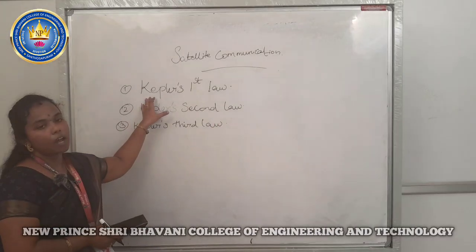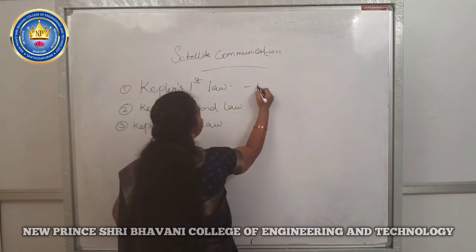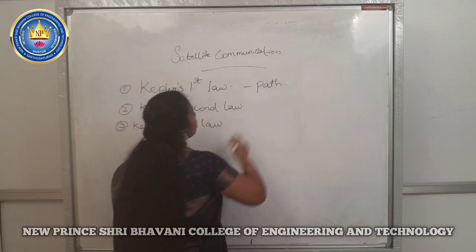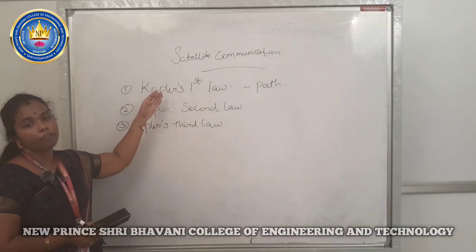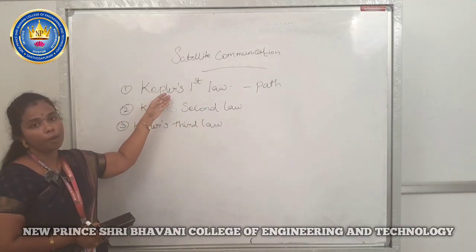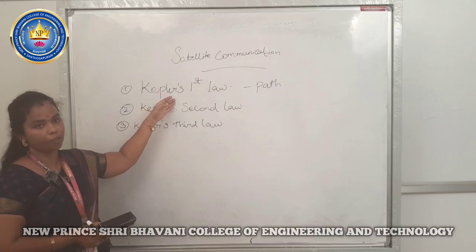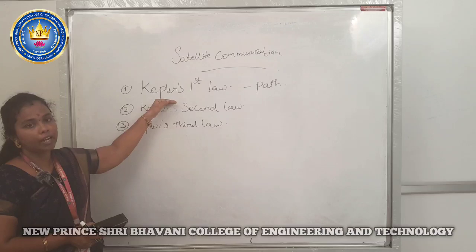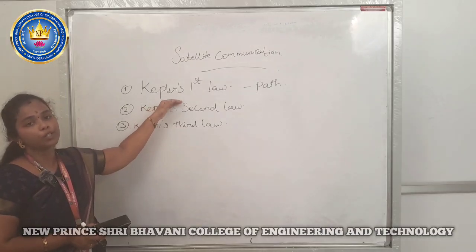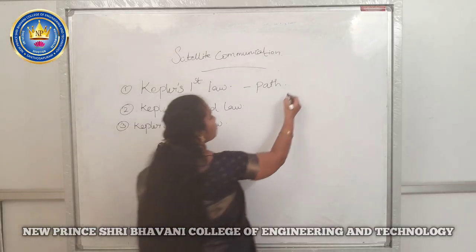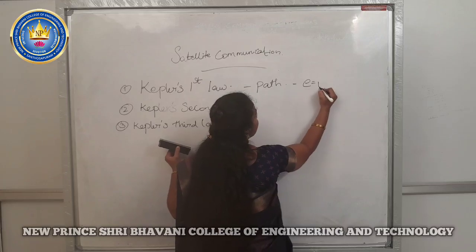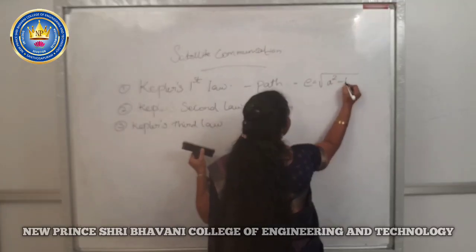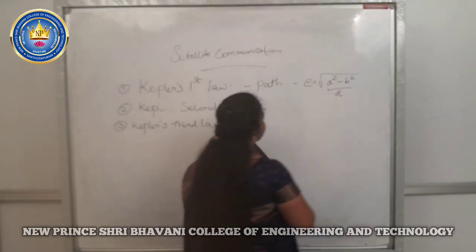Kepler's first law is based on the path. We must place the satellite on the orbital path in the geostationary Earth orbit. Kepler's first law states that the path followed by a satellite is an ellipse, with the mean distance between them. It has the formula e equal to root of a squared minus b squared by a.